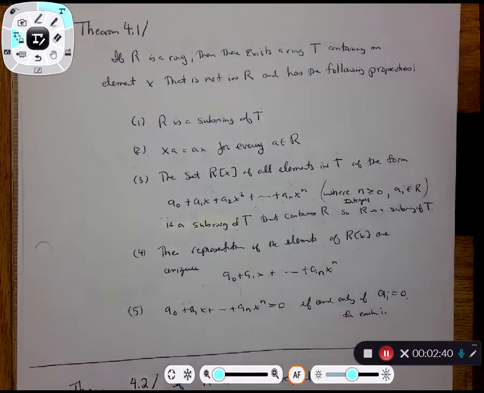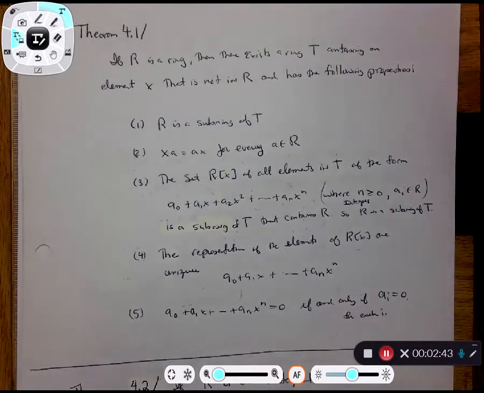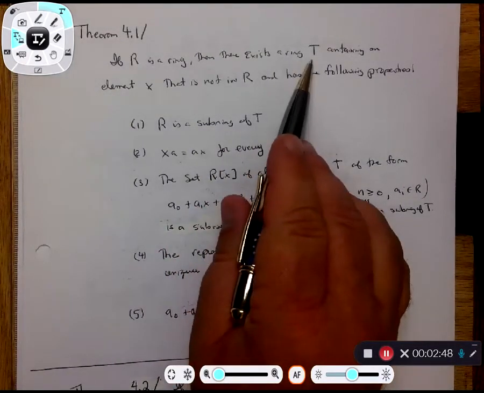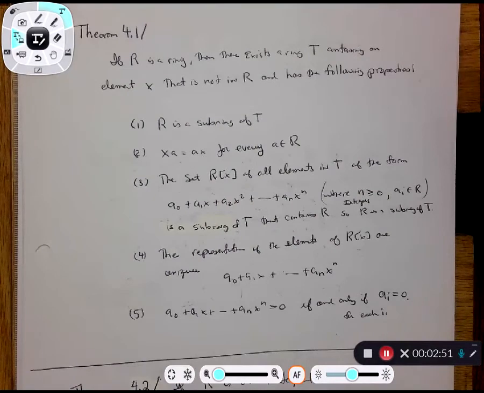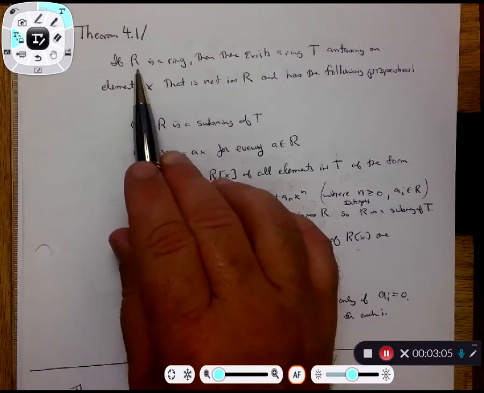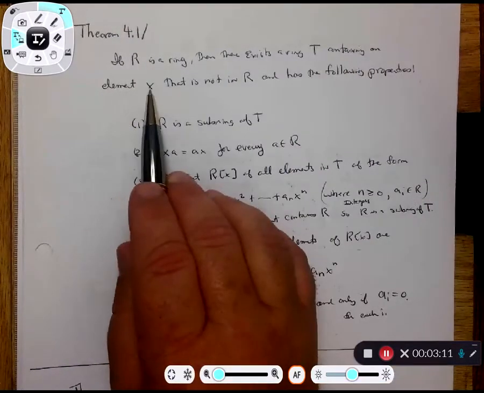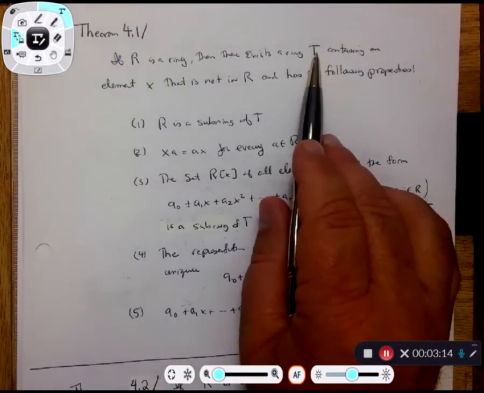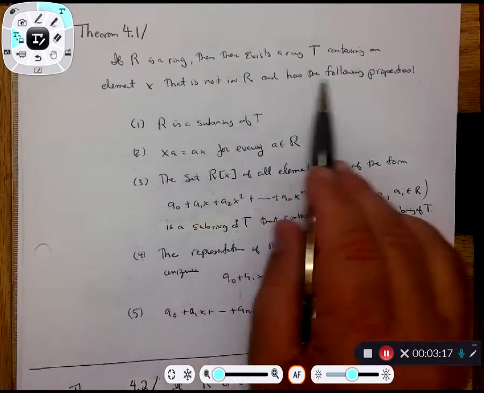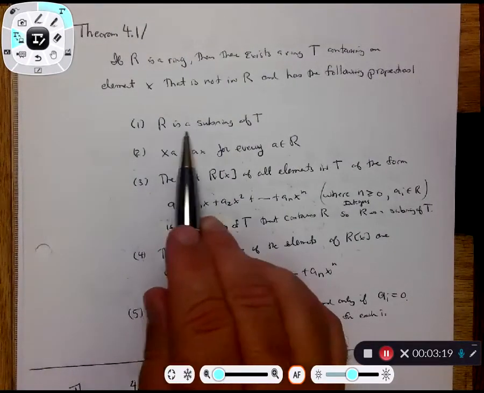Theorem 4.1 says this: if R is a ring, then there exists a ring T containing an element x that is not in R that has the following properties. So Theorem 4.1 is trying to make this polynomial ring very general. So if R is a ring, there's going to exist another ring T that contains an element x. So x is contained inside of T, but is not in R, that has the following properties. Number 1, R is a subring of T.